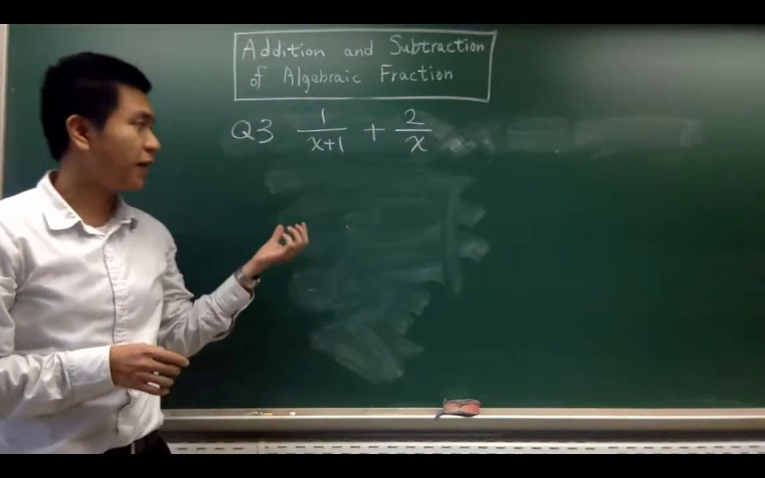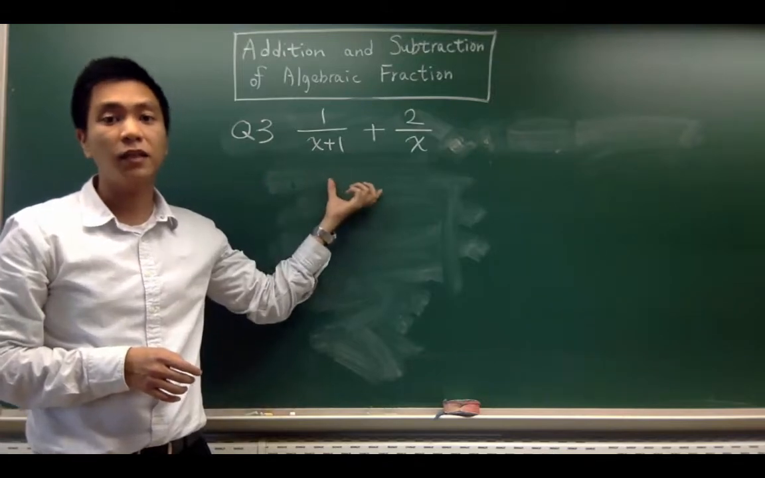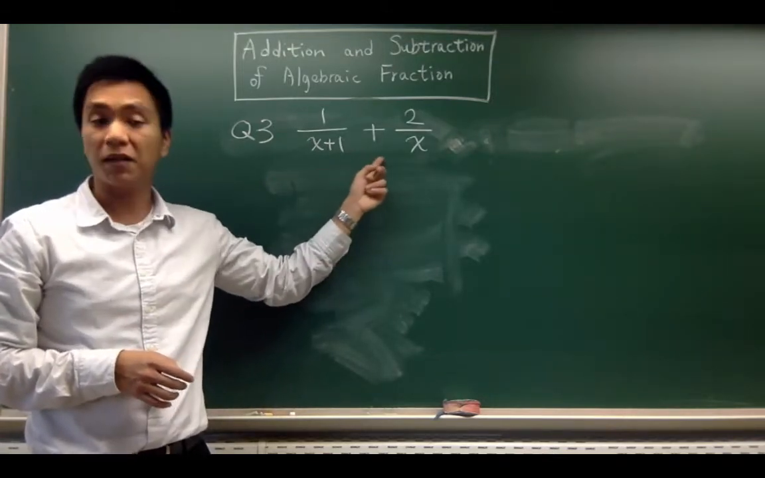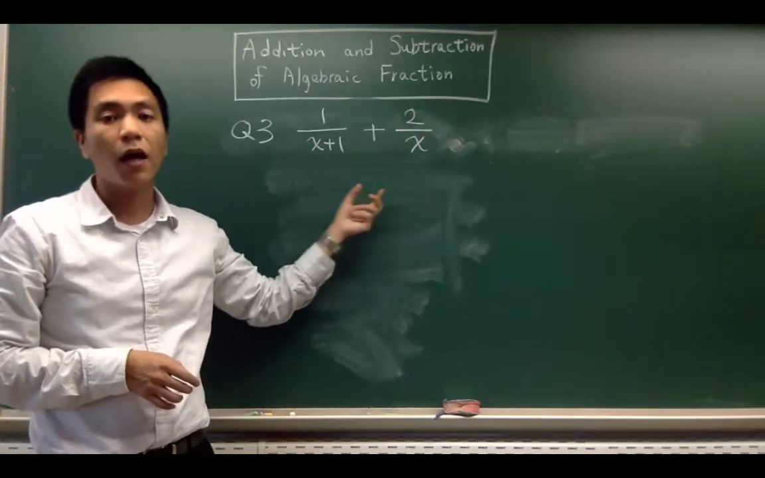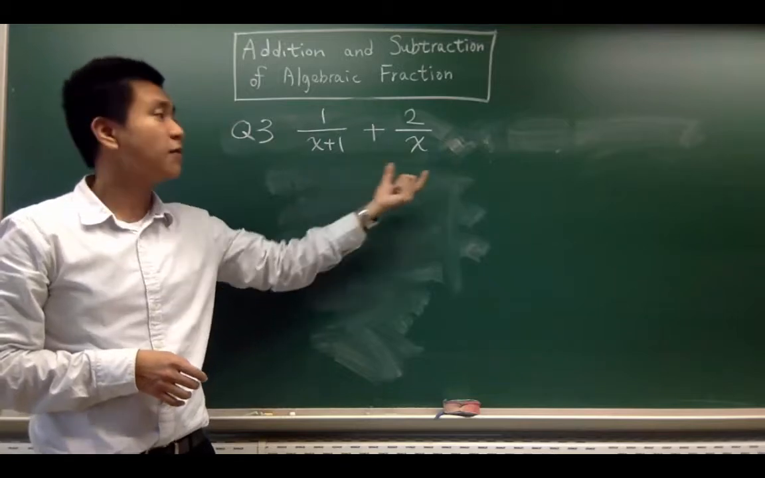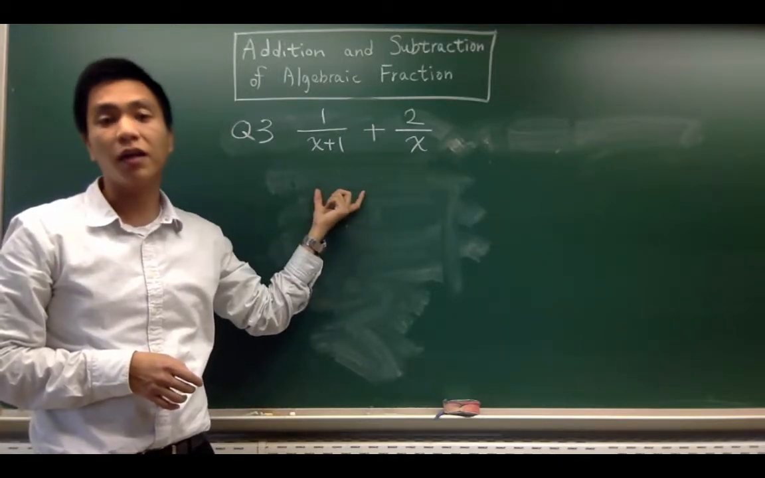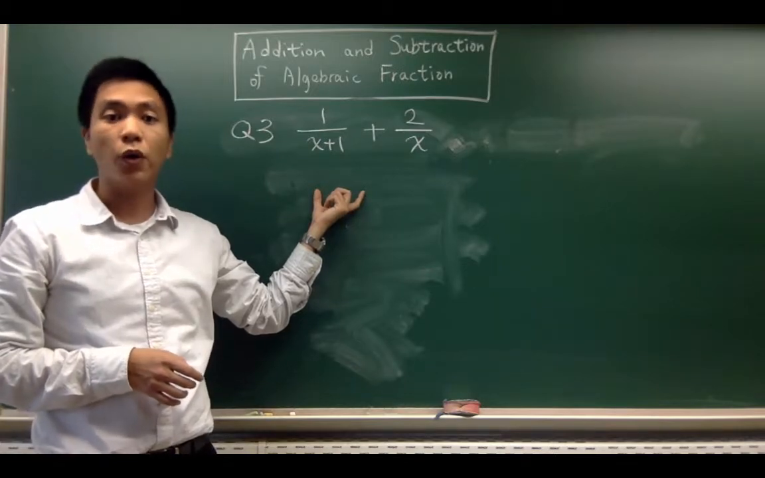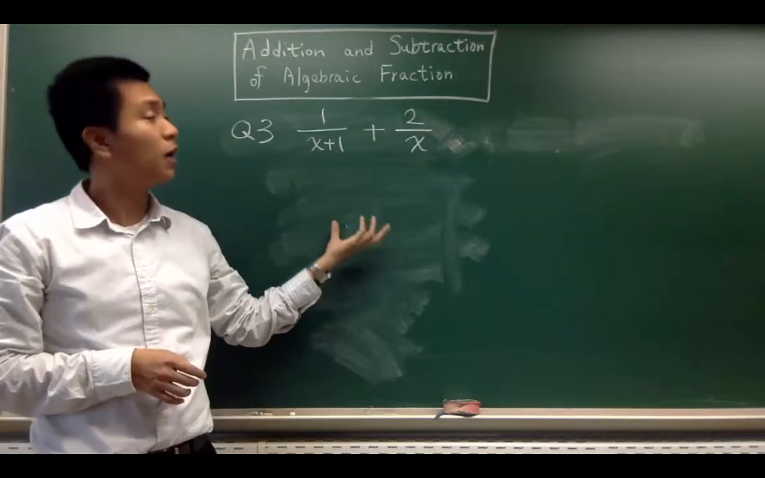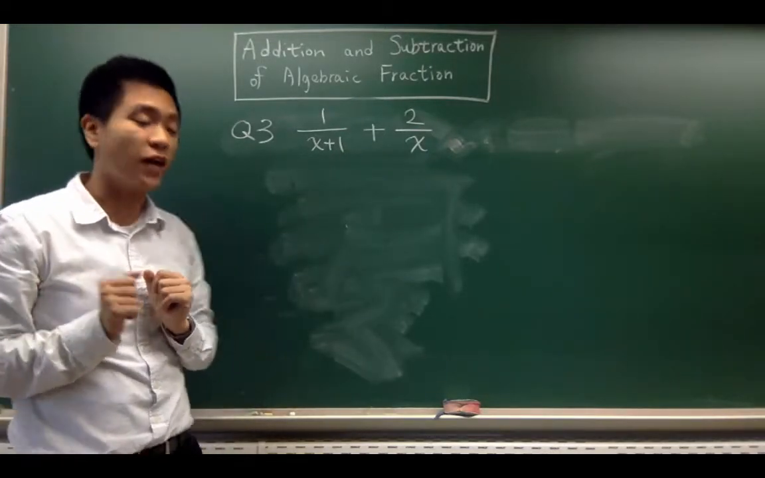Okay, now look at another example. This is question number 3. Look at this question. This is 1 over x plus 1, plus 2 over x. This time the denominators are x plus 1 and x. We have to find the LCM, so we can use the LCM as the common denominator. And x plus 1 and x actually don't have any common factors.